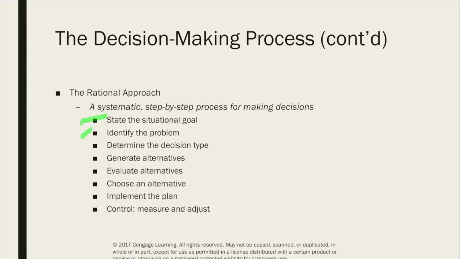Now from there, you need to determine the decision type. Is this going to be something that we have data on, which would be more along the programmed decision, or is this going to be something new that we've never dealt with, which would be a non-programmed decision? Now, if it's non-programmed and you don't have a decision rule and there are no protocols for what you're going through, then you're going to have to get into the meat and potatoes. And that means, first of all, you're going to have to generate alternatives. Now, this can be problematic.